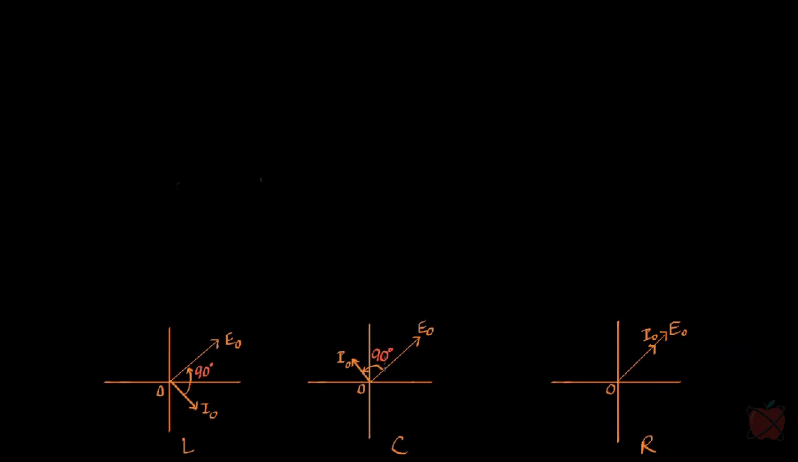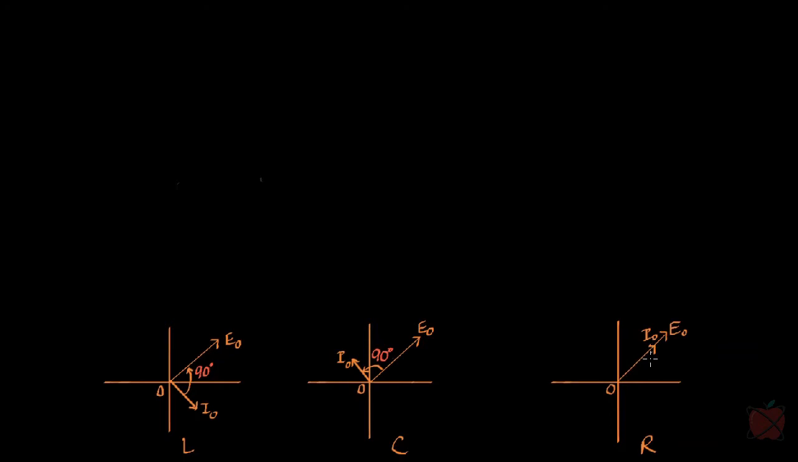And in the case of a purely resistive circuit, the peak values of the EMF and the current are in phase. Therefore, they are going along the same line. They are in phase. There is no phase difference between them.